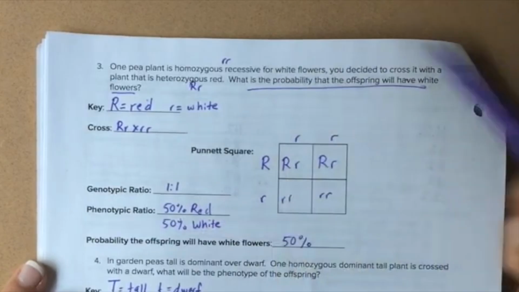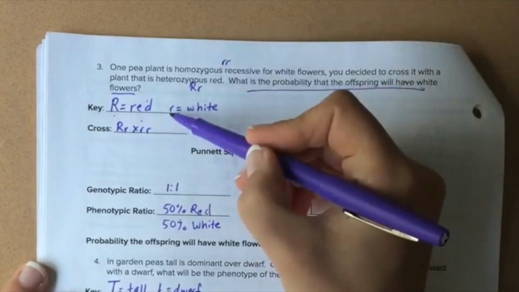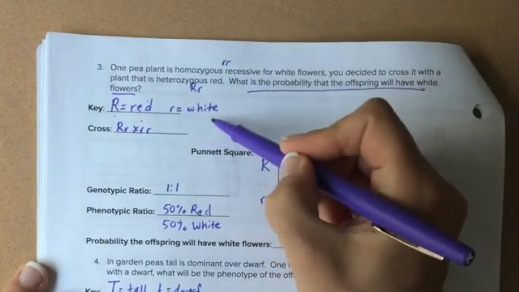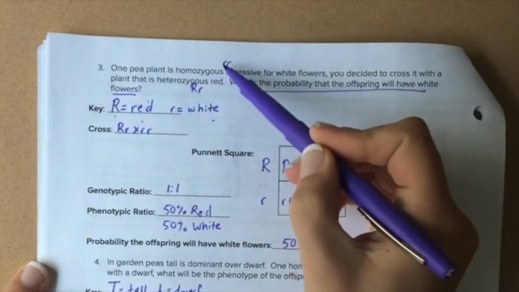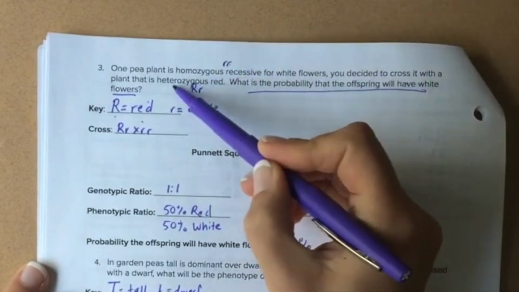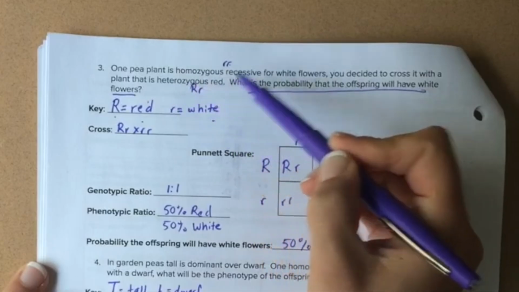Because red is dominant, we're going to give it the big letter. So big letter R will be red, and then the little r is the allele for white. Now, from this word problem we can figure out homozygous recessive, that means little r, and then heterozygous red would mean two different. Hetero means different. So big R, little r.